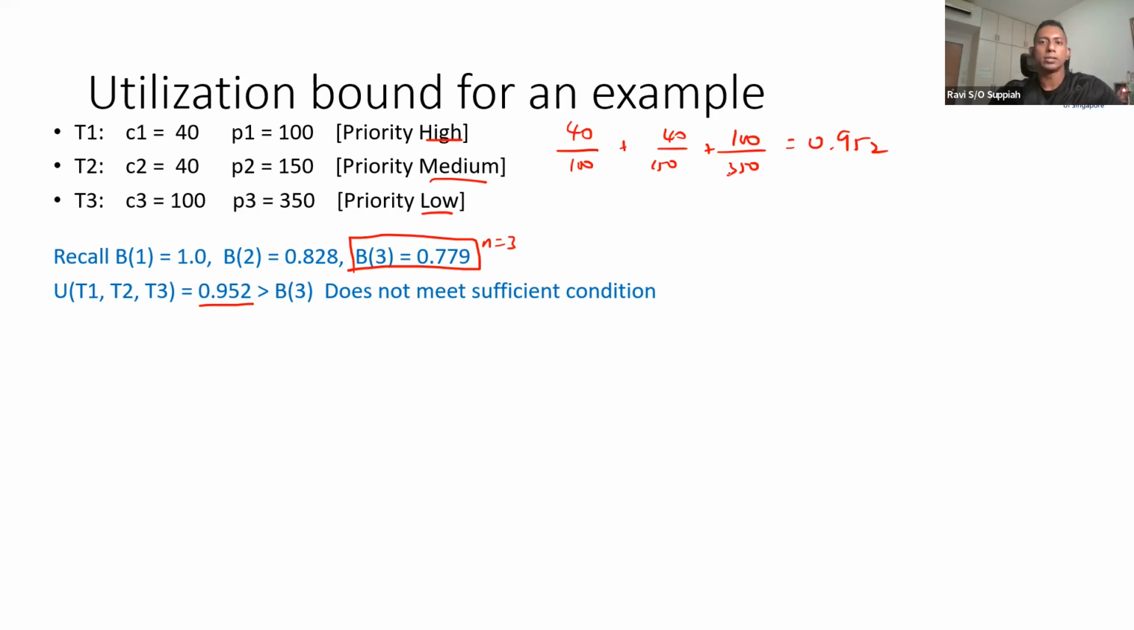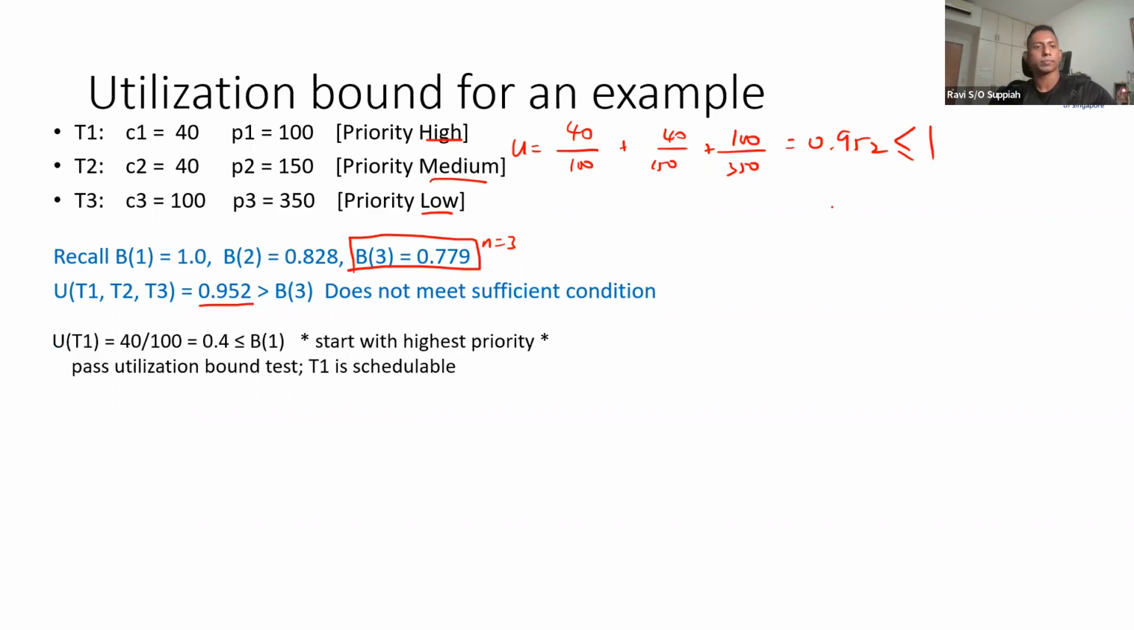So you can see that this utilization is already greater than the bound. So it does not meet the sufficient condition, but it is less than or equal to 1, so it fulfills the necessary condition. It fulfills the necessary condition, but not the sufficient condition. So what can we do next? The next thing is, let's look at it one task at a time.